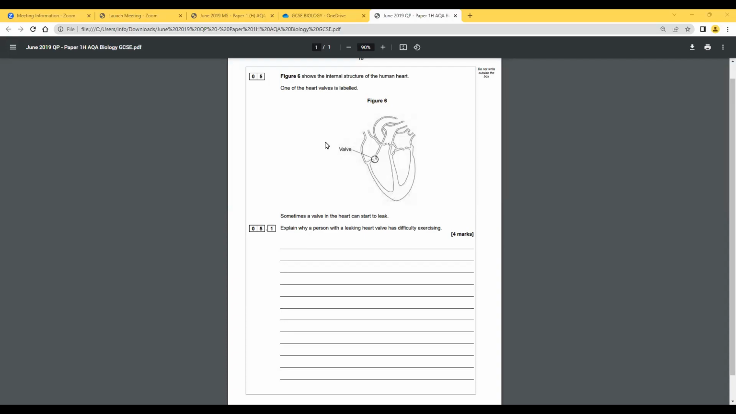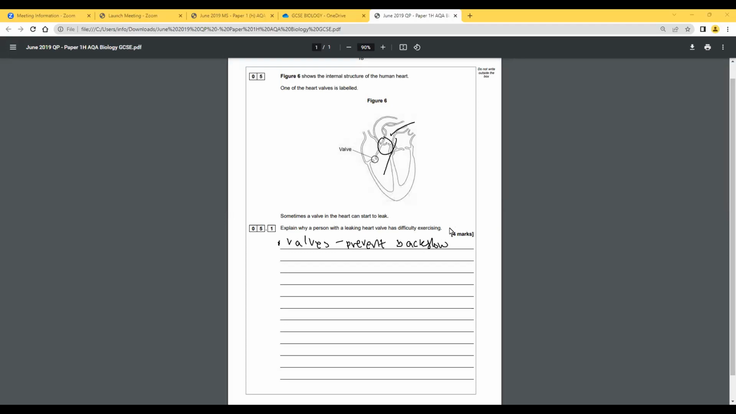So for this question, we need to remember what valves are specifically for. So valves are mainly for preventing backflow. And they can be in between the atrium and the ventricle, and between the ventricle and the artery that connects as well. So this is also a valve, a semilunar valve, because it's between the ventricle and this artery here. The valves mainly prevent backflow.